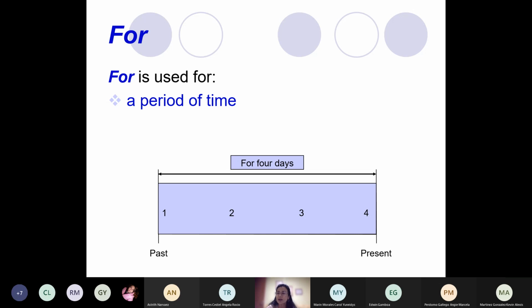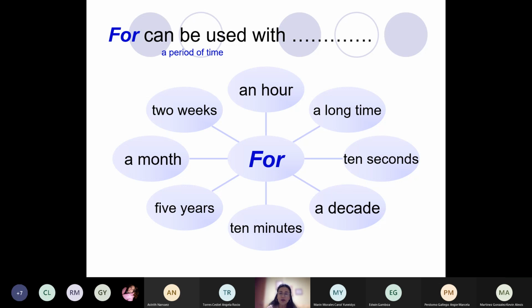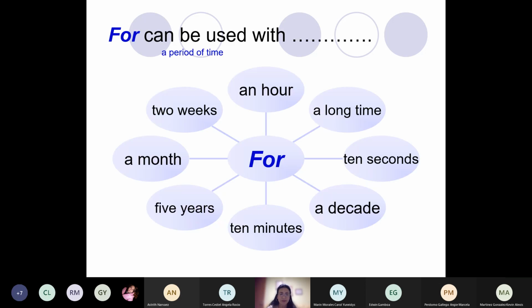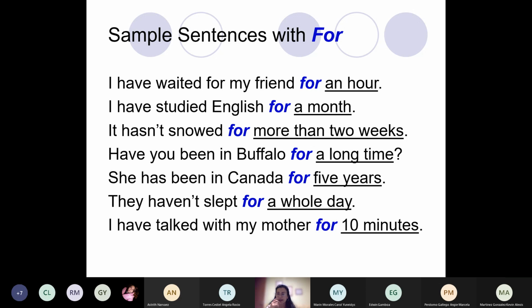Okay, and now we are going to complete to read these other examples. For an hour, for a long time, for 10 seconds, for a decade, for 10 minutes, for 5 years, for a month, for 2 weeks, for an hour. As you can see, all of these, 2 weeks, a month, 5 years, 10 minutes, 10 seconds, refer to a period of time. For is used for a period of time.